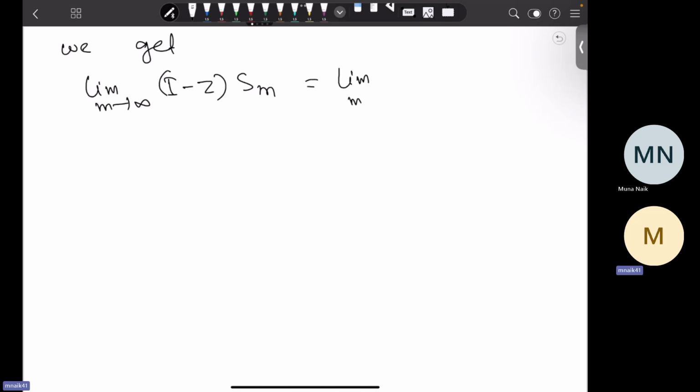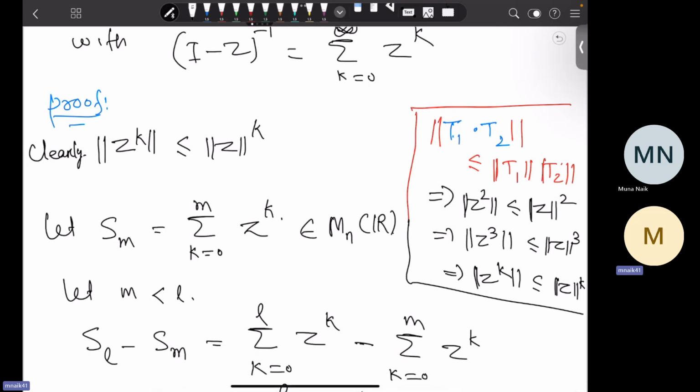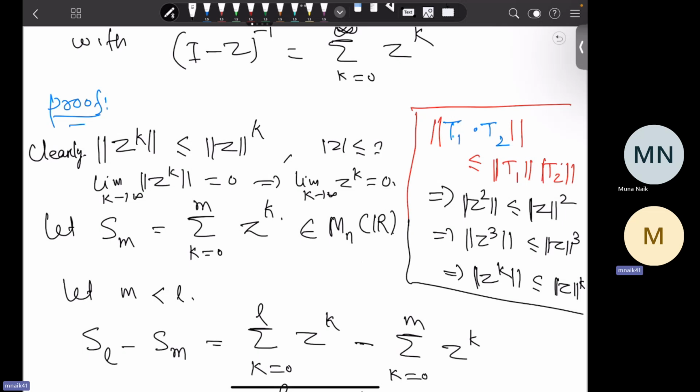So the limit as m tends to infinity of I minus z to the power m plus 1 is really I minus the limit as m tends to infinity of z to the power m plus 1. Now look at this. I have norm z to the power k equal to norm z to the power k, and norm z is less than 1. So this will imply that the limit as k tends to infinity of norm z to the power k is equal to 0. So that will imply that the limit as k tends to infinity of z to the power k is equal to 0.